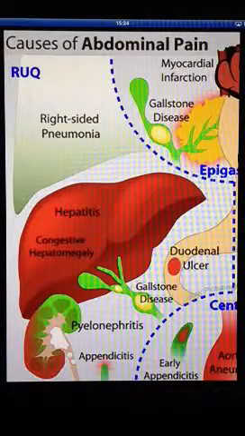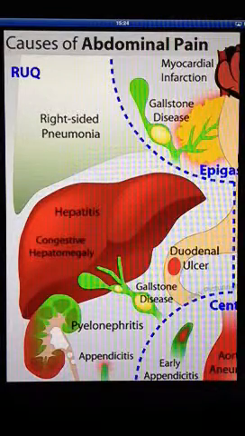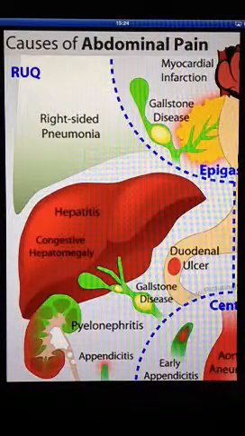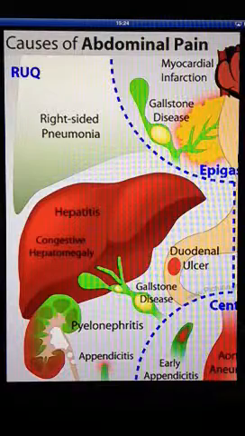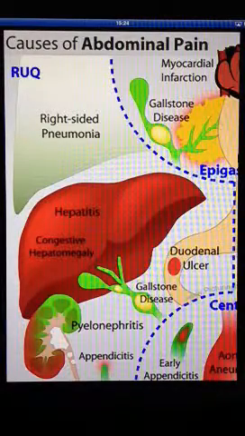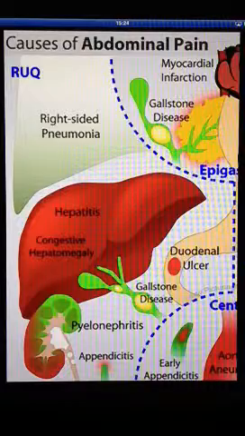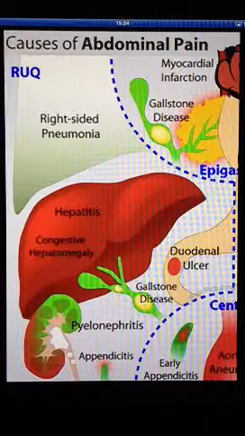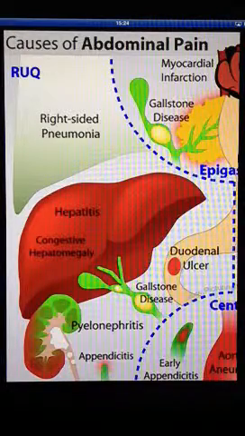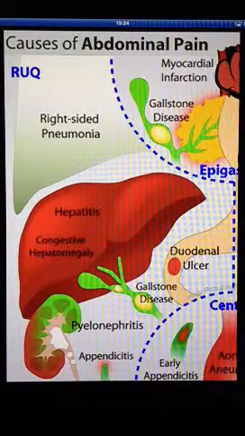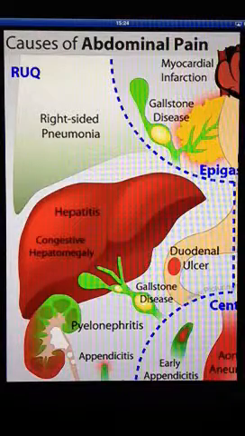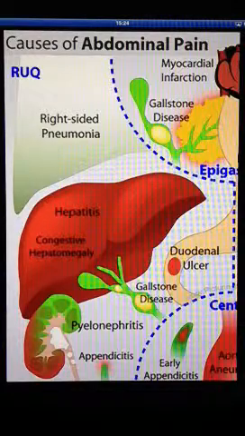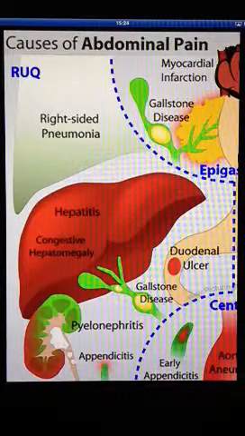Starting with right upper quadrant pain. Pain in this region can be associated with liver pathology, for example hepatitis and congestive hepatomegaly. Other possible causes could include gallstone-related disease, for example acute cholecystitis, and also pathology affecting the kidneys, for example kidney stones or infection, referred to as pyelonephritis. Remember also that kidney stones often cause pain that radiates through to the back.